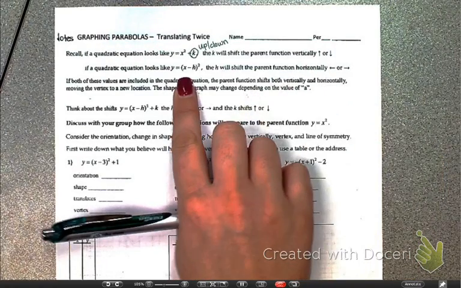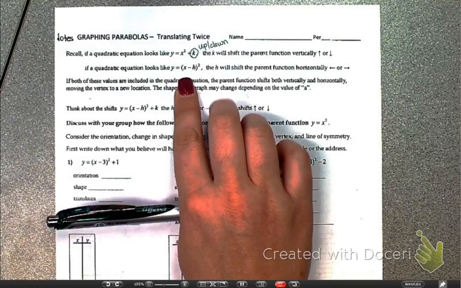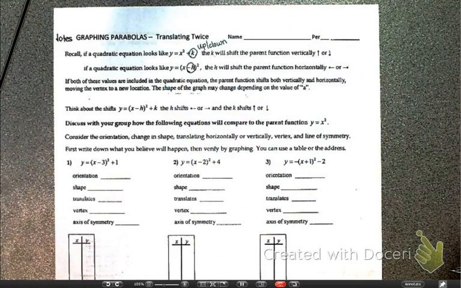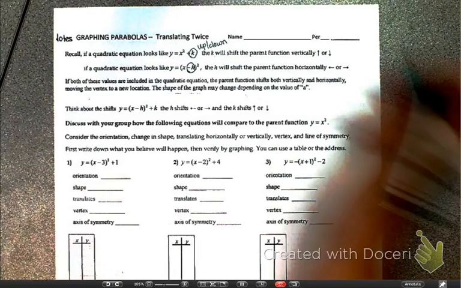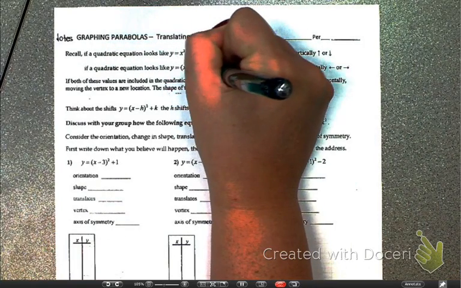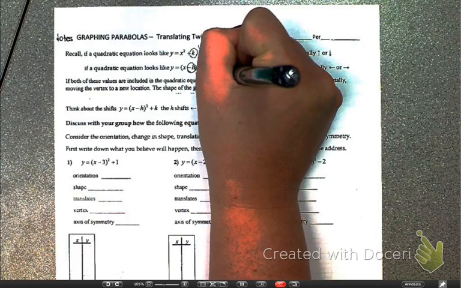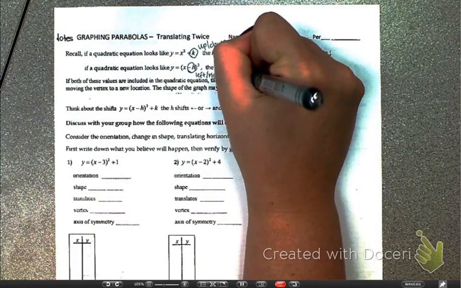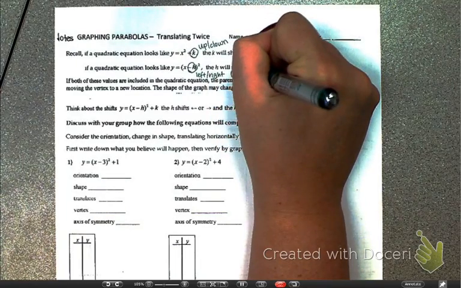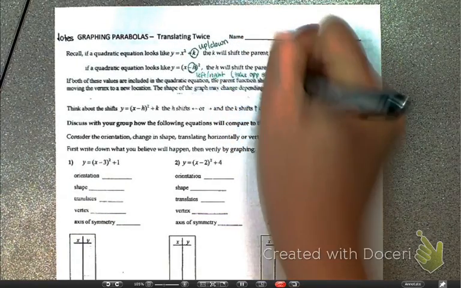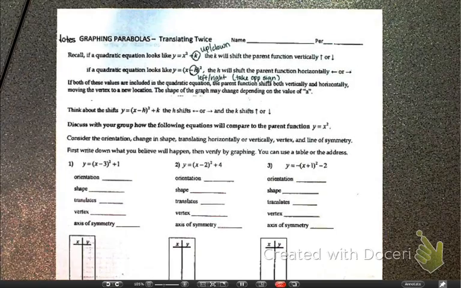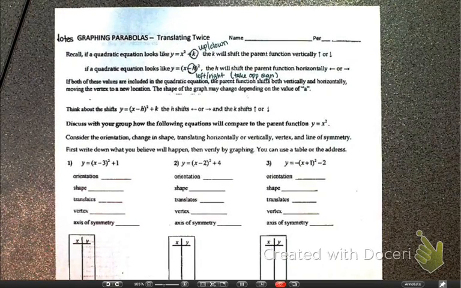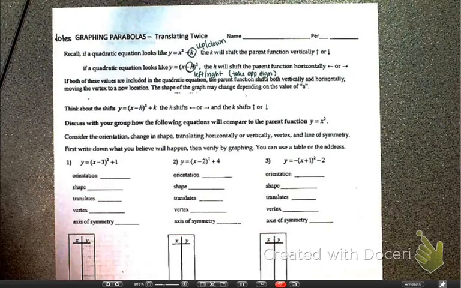We also graphed y equals (x minus h) squared. h is the x value of your vertex, and that moves your graph left and right. What else is special about h that we need to remember? Take the opposite sign. Okay, it's always opposite of what you see there. All that information we already know, right?